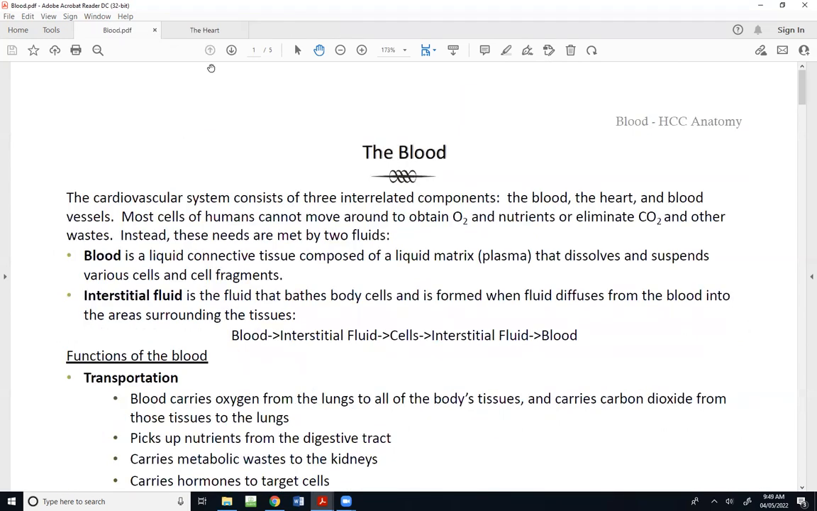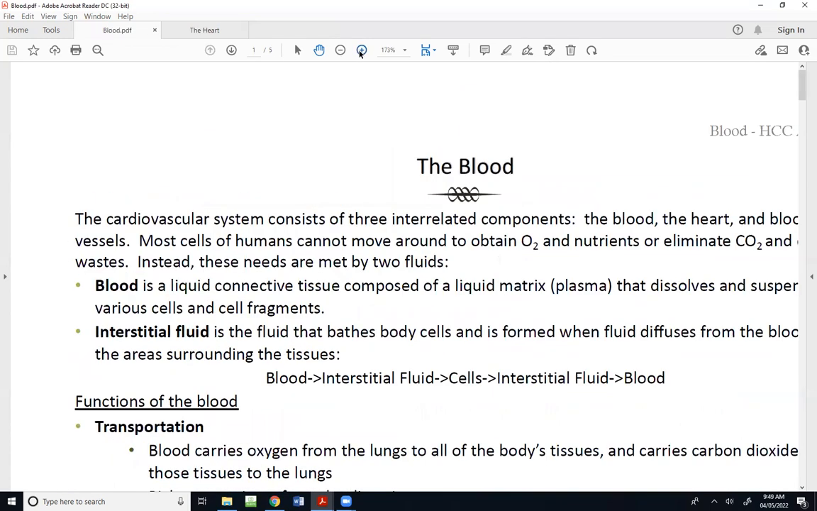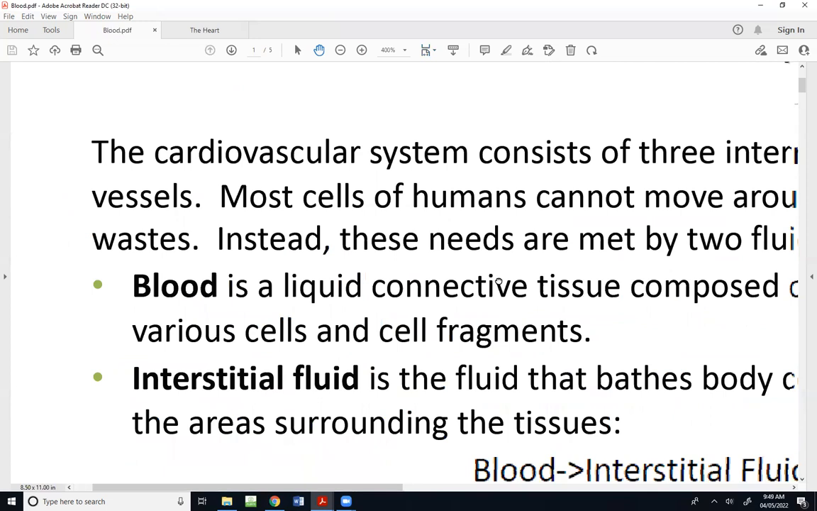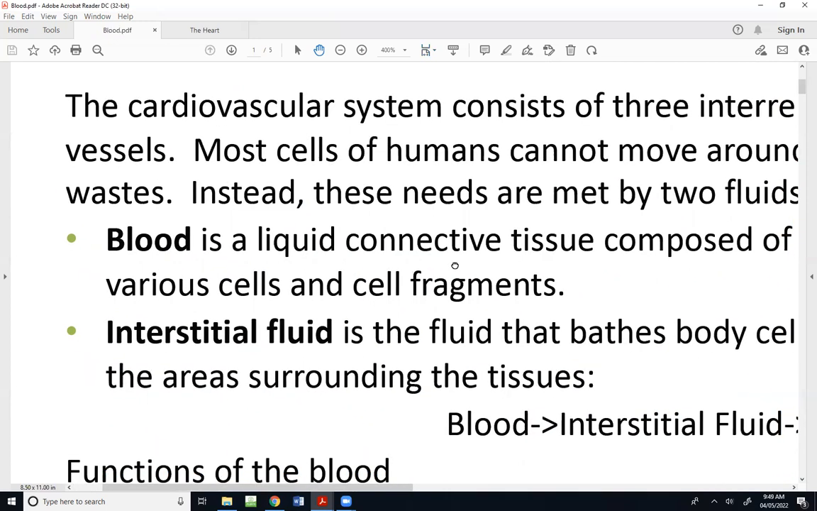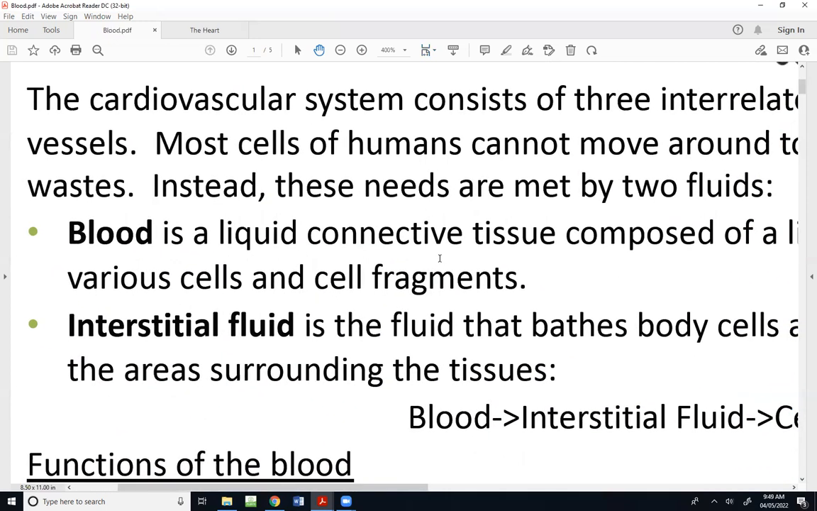Let's talk now about the blood. Moving into a new system. What we're going to be talking about here for this lecture and then into the next unit is what we call our cardiovascular system.